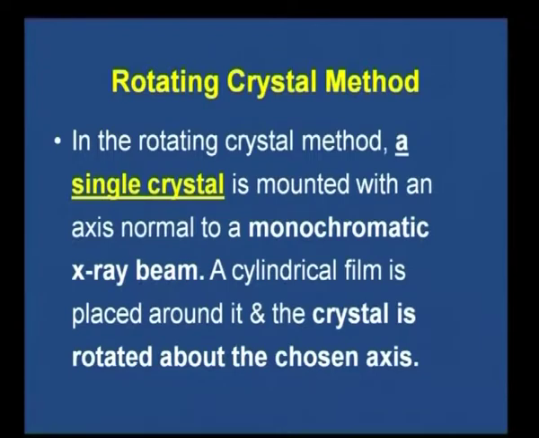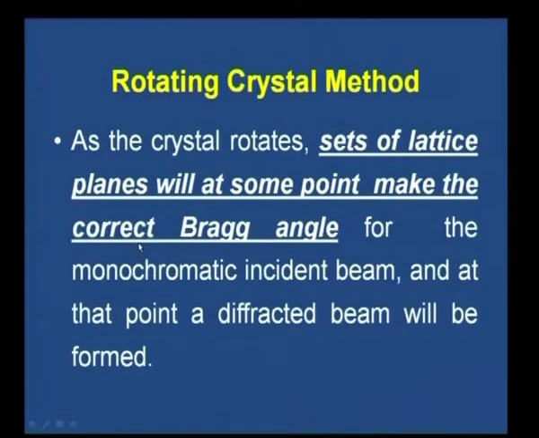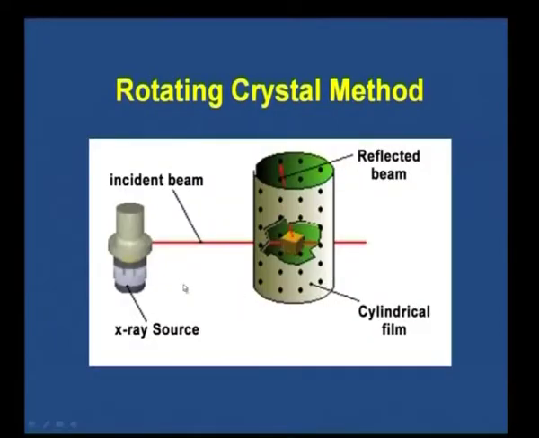In the rotating crystal method, a single crystal is mounted with an axis normal to a monochromatic beam, the crystal is fixed. A cylindrical film is placed around it and the crystal is rotated about the chosen axis. The crystal will be rotated, as you see in the next picture. Now, you have got the incident beam. Okay. You have got an X-ray source, so the X-ray radiation will be coming here. You are using what, a monochromatic radiation.